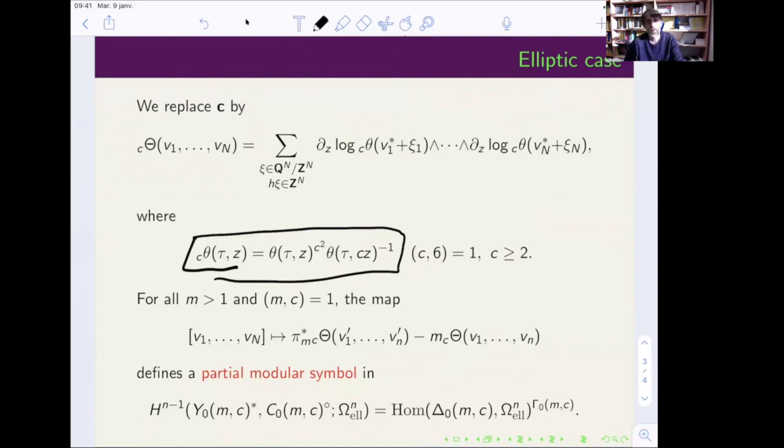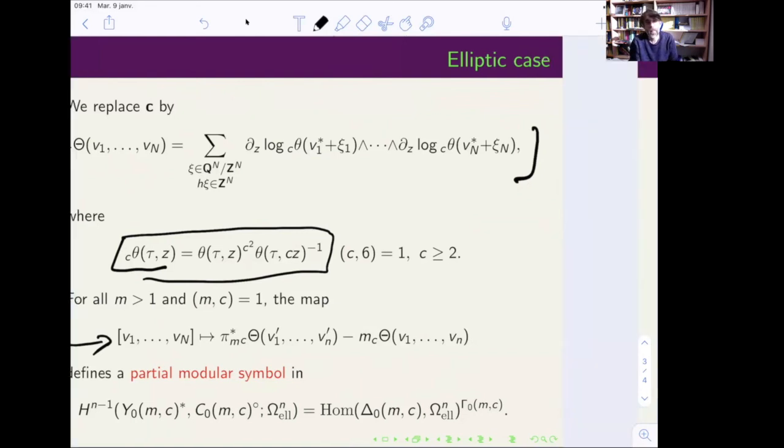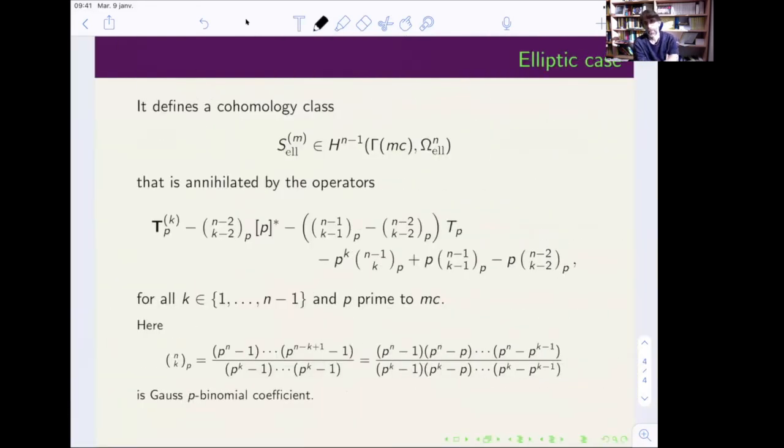So you have a partial modular symbol here, which takes the same formula, except that now you replace the cotangent function by d log of theta, as in this formula. It defines a cohomology class of degree n-1 that I want to call the elliptic cocycle, with values in meromorphic forms on a product of an elliptic curve, and which are very, very explicit. I mean, it's really a product.